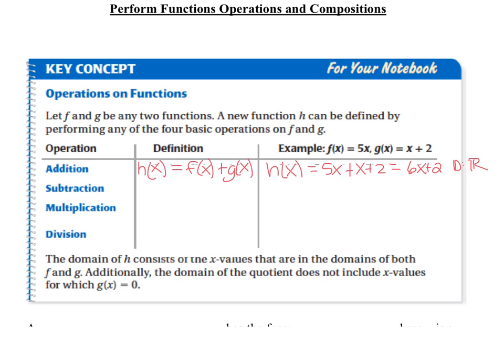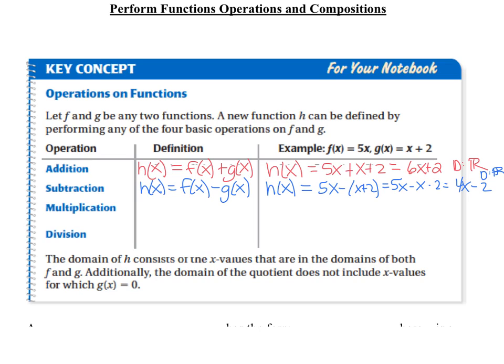We could also do subtraction. So h of x could be defined as f of x minus g of x. So using our example, h of x then would be 5x minus the x plus 2. So we'd have to do 5x minus x minus 2, which would be 4x minus 2. And again, the domain would be all real numbers because that's still linear. You can take any number, multiply by 4, and subtract 2.